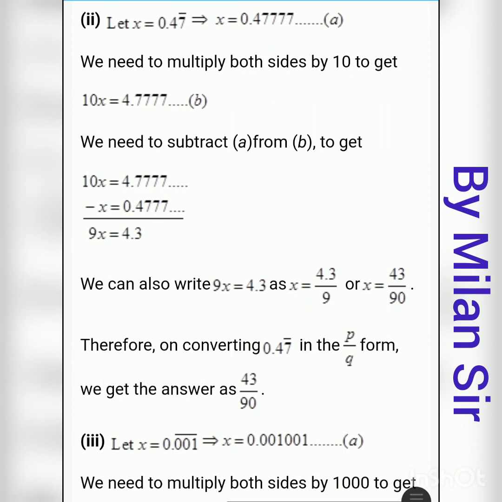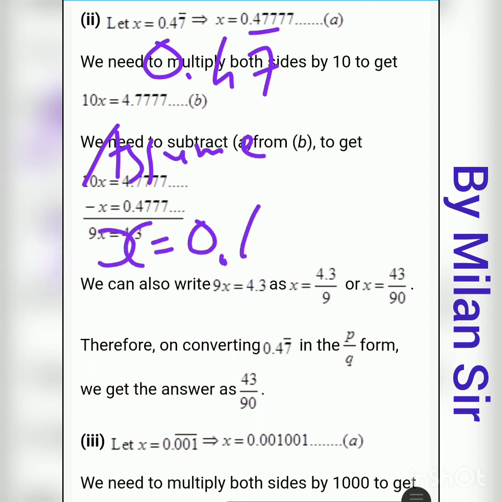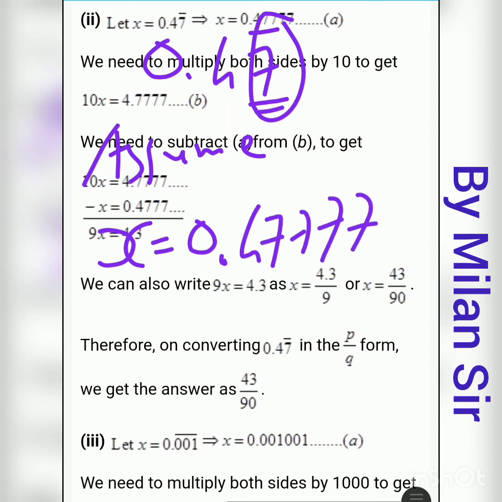Here we have x is equal to 4.7 bar. Our original question is 4.7 bar. So assume x is equal to 0.4. Now only 7 is repeating here because this bar sign is only on the 7. This bar sign is only on this 7, so we need to repeat only 7 here. So 7 7 7 7 continuing. Here 4 is not repeating, 4 is only one time. So 0.4, then 7 7 7 7 7 continuing.